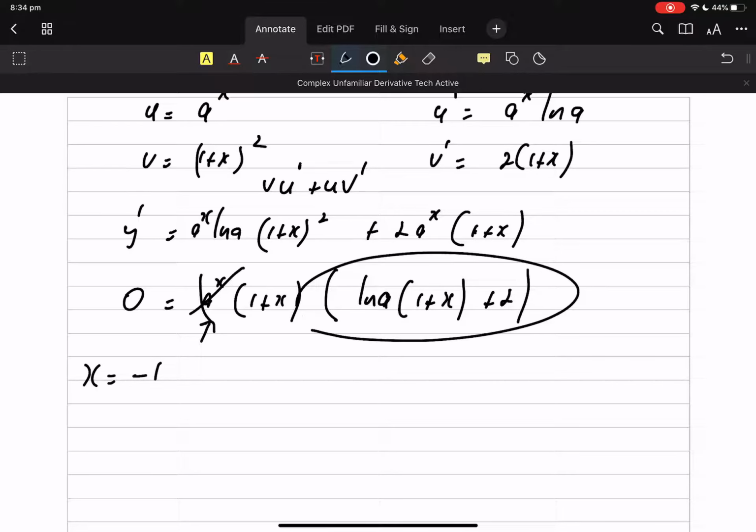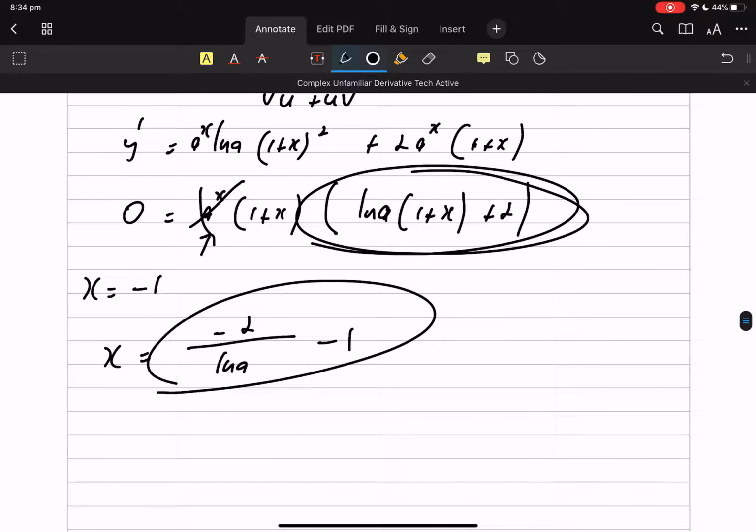We're going to have another stationary point here. So let's just work that out. That will be x equals -2 on log a. It's going to be -1. Yeah, -1, that'll do. If it's wrong, we'll do the video again.